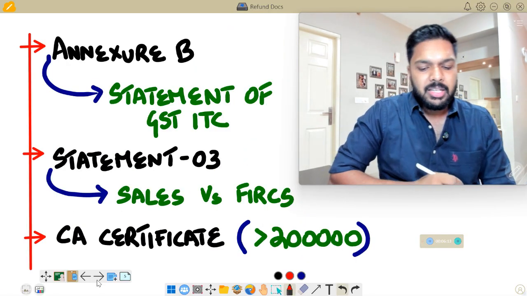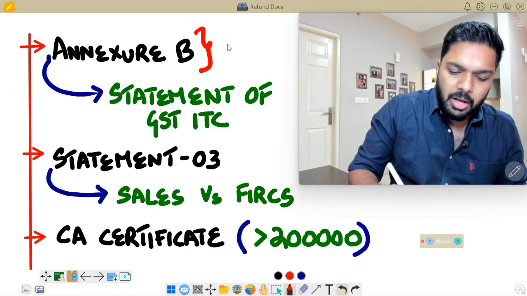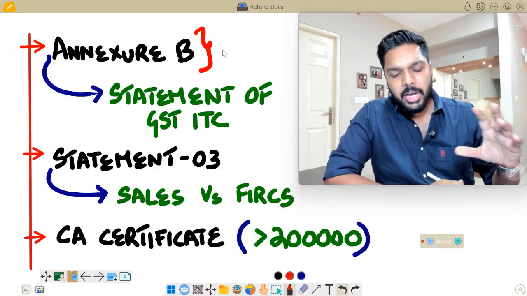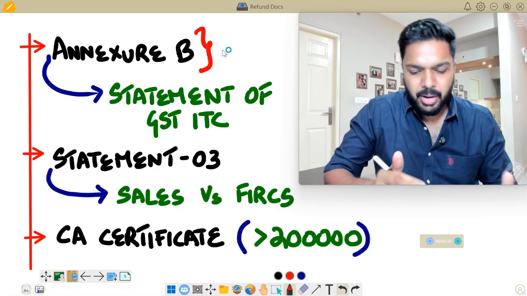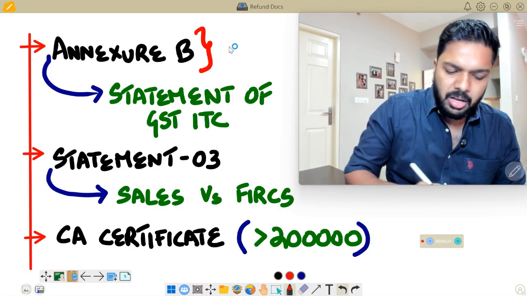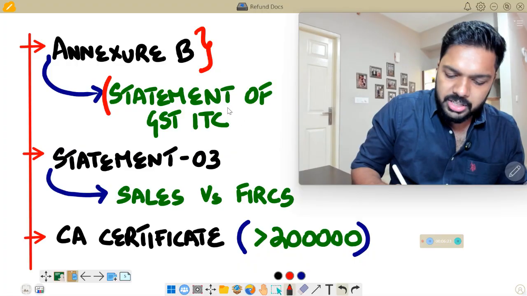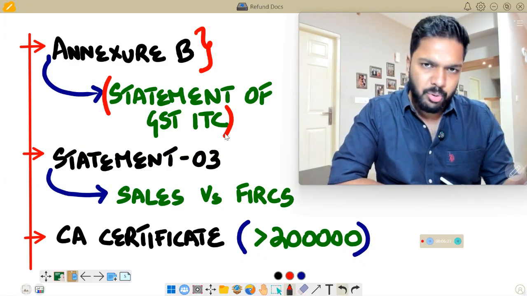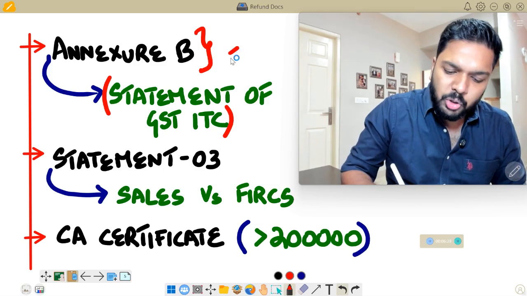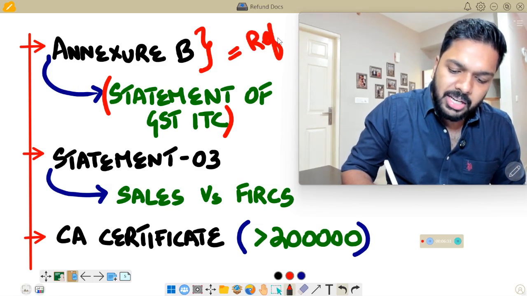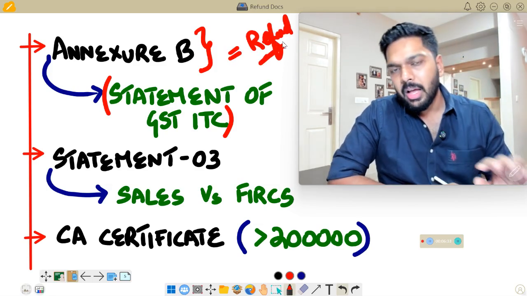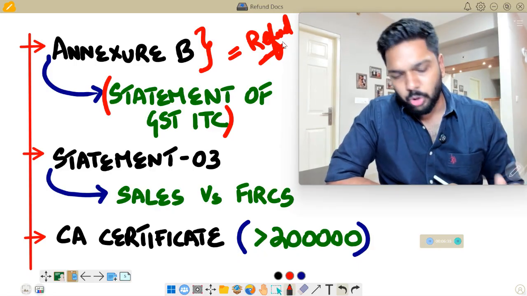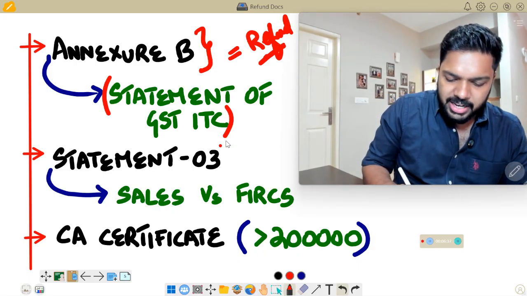And then you need something called an Annexure B. Annexure B, in a prescribed format suggested by the GST department, is a statement for the GST ITC. It has the details of all your unutilized ITC of inputs and input services, and the total of that should be equal to the refund amount of GST ITC that you are going to claim via your GSTR RFD01.